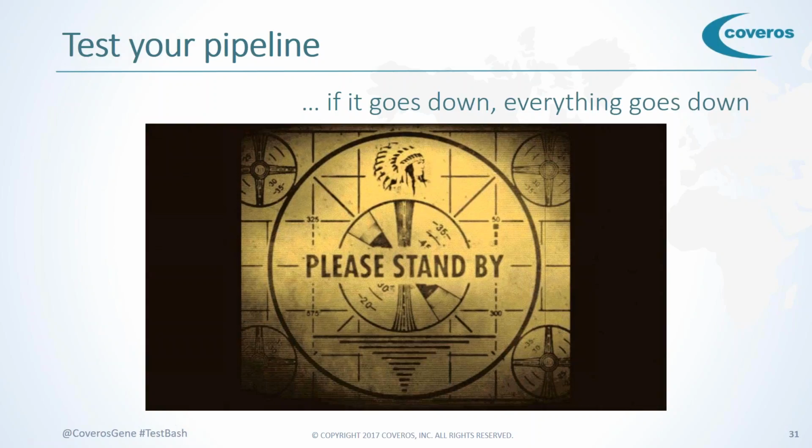You don't want to prevent anybody from releasing software because you updated Jenkins and now no builds work, or you added a new plugin that's stopping everybody from getting their work done, right? If it goes down, software delivery teams grind to a halt. So you need to test your pipeline and make sure it is treated like production, like critical infrastructure.